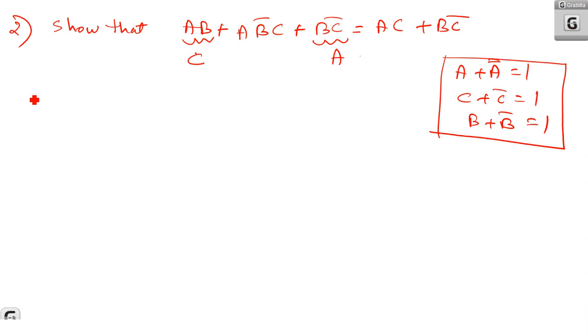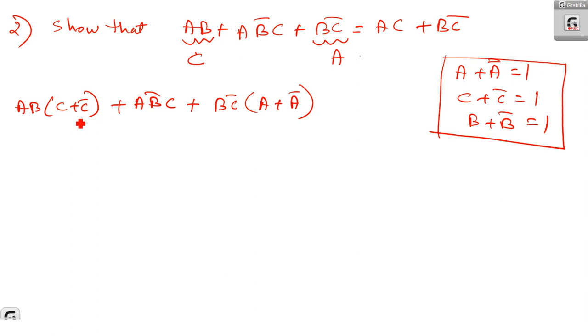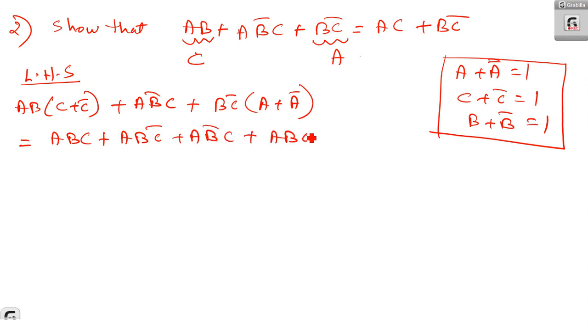So first term becomes AB and C or C bar. In the second term all terms are there, so it is AB bar C. In the third term A is not there, so it is or BC bar and A or A bar. Because if I am multiplying C or C bar, the effect is only 1. So AB and C or C bar effect is AB only. I am going with the left hand side here. So now expand it. So we get ABC or ABC bar or AB bar C or ABC bar or A bar BC bar.